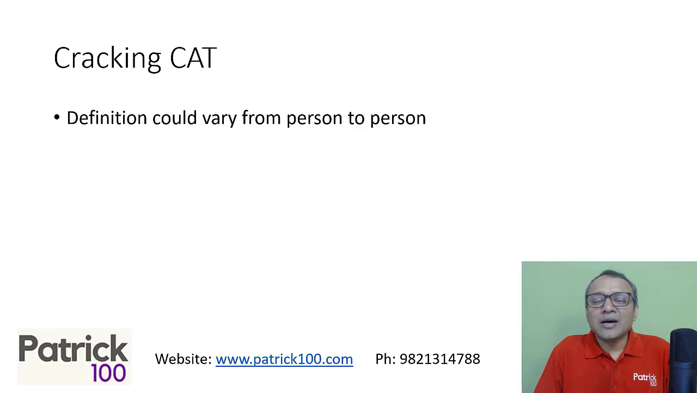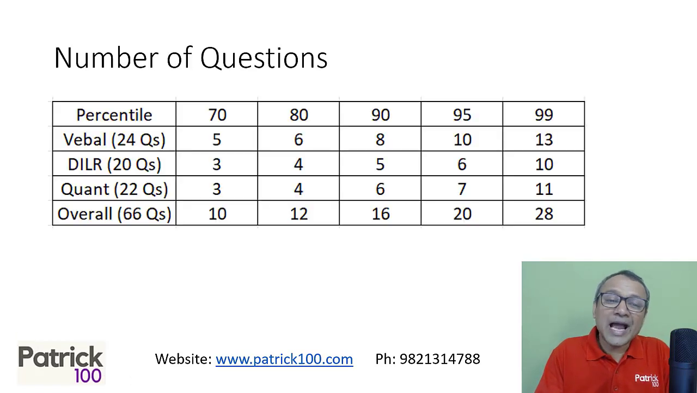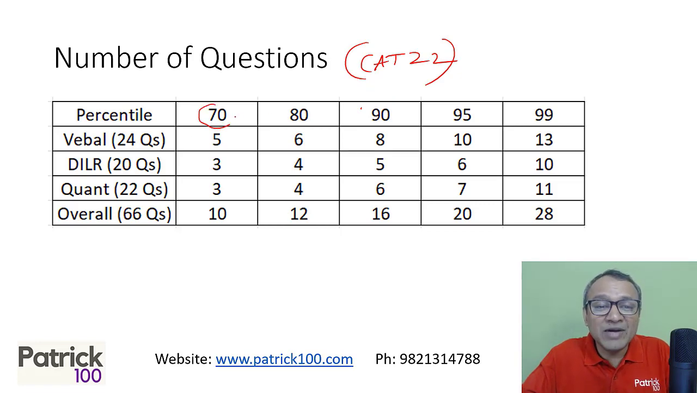But considering that, I looked at a CAT 22 paper and the number of questions required to get different percentiles. If I'm aiming at 70 percentile in verbal, if I get 5 questions correct, nothing wrong in the verbal section, I'll still get a 70 percentile. If I get 13 questions correct out of 24, I get a 99 percentile.